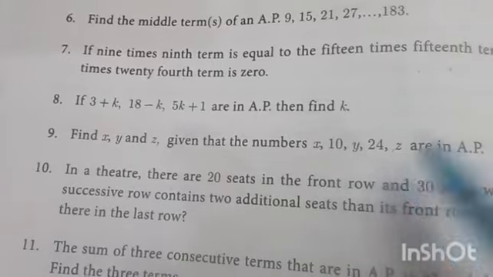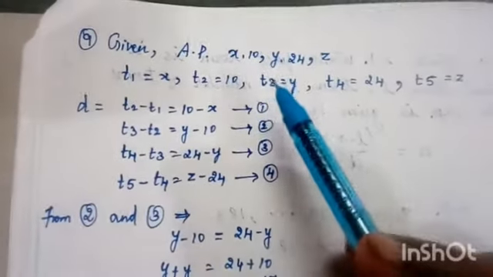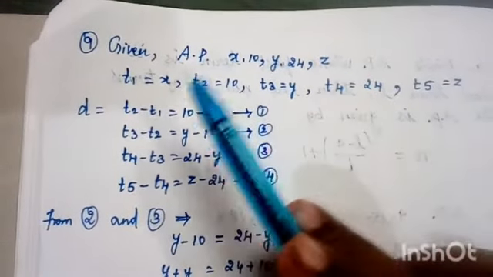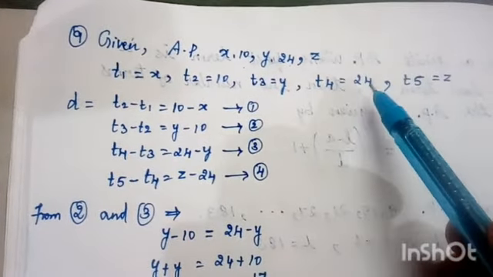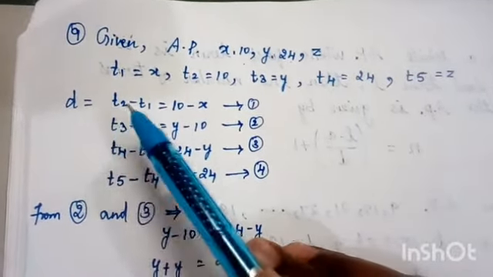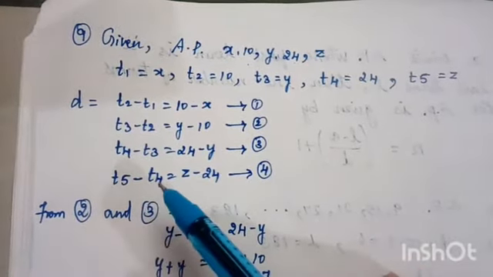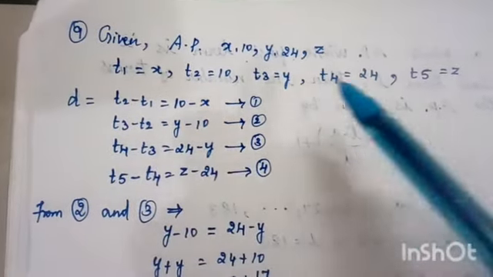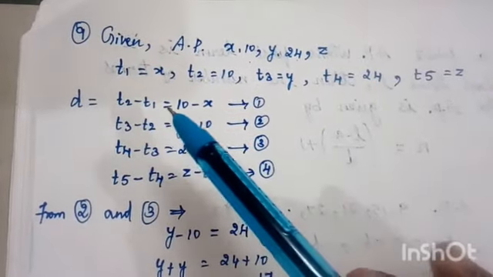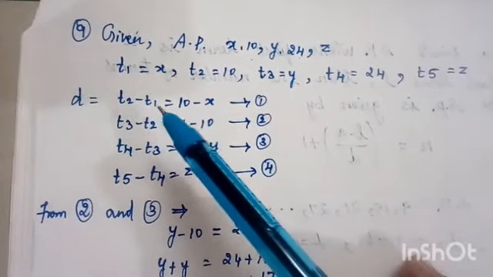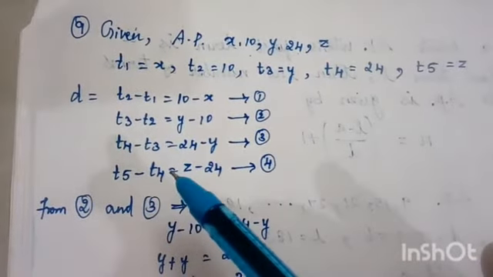AP means their common differences are the same. For this 9th problem, first you write the given arithmetic progression as T1, T2, T3, T4, T5. The common difference formula we know: T2 minus T1, T3 minus T2, T4 minus T3, T5 minus T4. So we have 5 terms, and using these 5 terms you have to use the common difference.